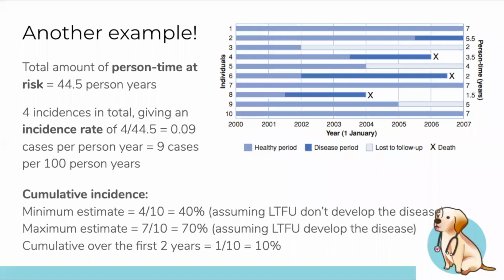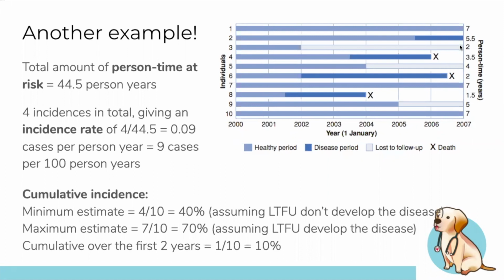So you can make an estimate because you have loss to follow up, that's LTFU. If you assume that people that were lost don't develop the disease, you can make a lower estimate. So you've got the 4 cases divided by 10, so that's 40%. But you can also make a maximum estimate, assuming people that are lost have developed the disease.